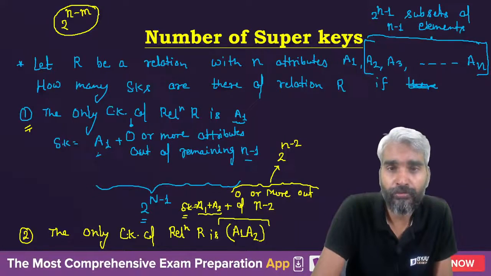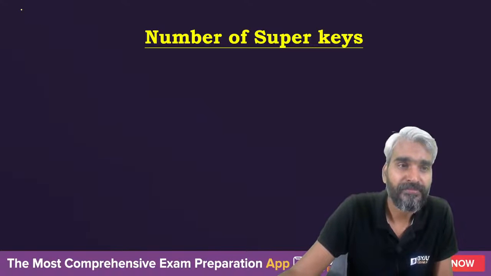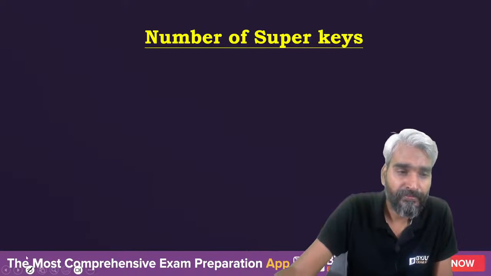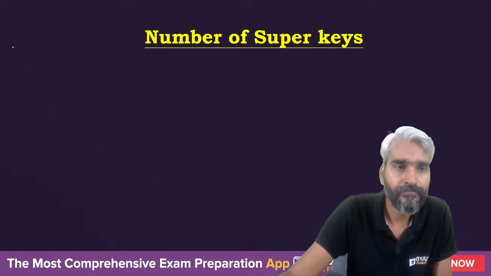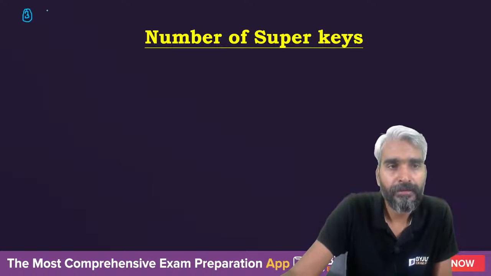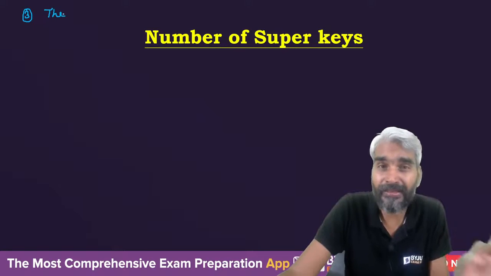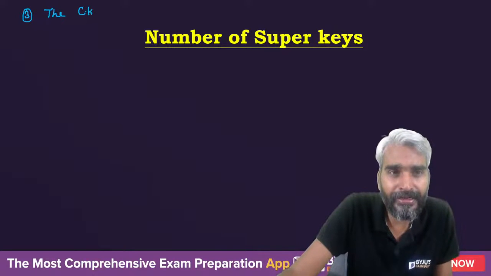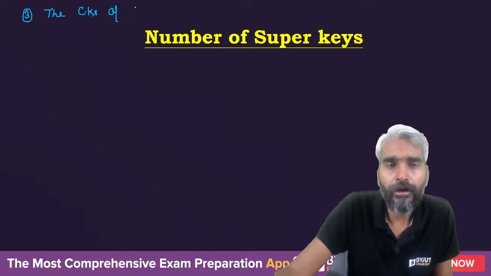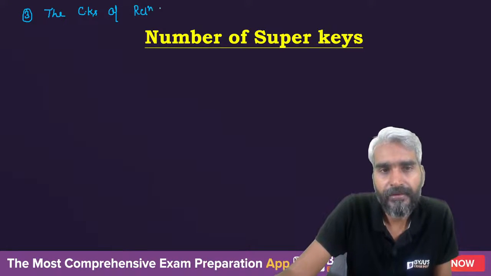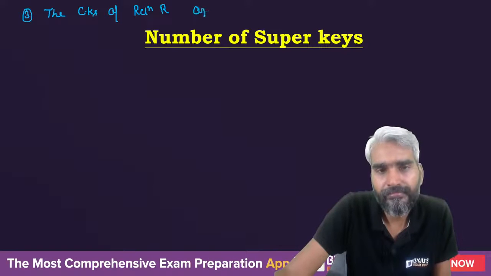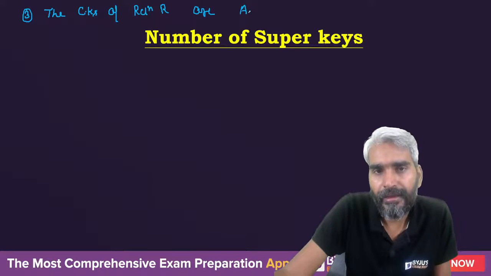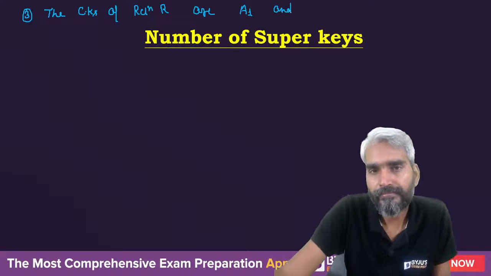Now let's move to the next question, that how many super keys will be there if the candidate keys, this time there is not a candidate key, there are multiple candidate keys. If the candidate keys of relation are A1 and A2.